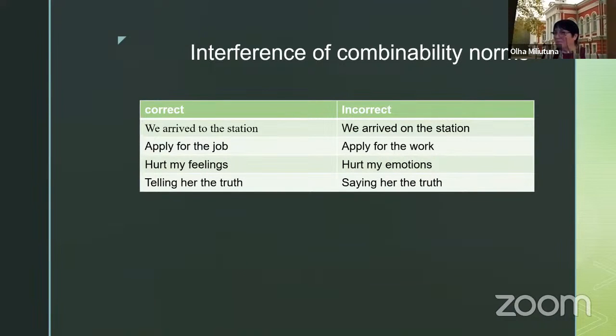The next problem is associated with the transfer of lexical combinability norms from language 1 to language 2. Possible lexical errors under the influence of interference here could be: we arrived on the station instead of we arrived at the station. Ukrainians can say apply for the work instead of apply for the job. Hurt my emotions instead of hurt my feelings. Saying her truth instead of telling her the truth.